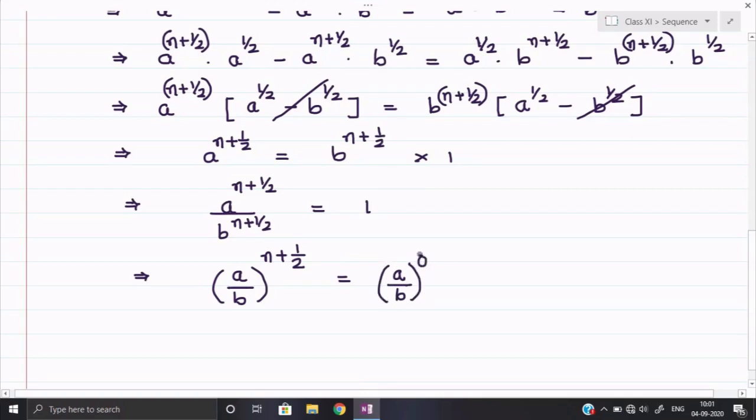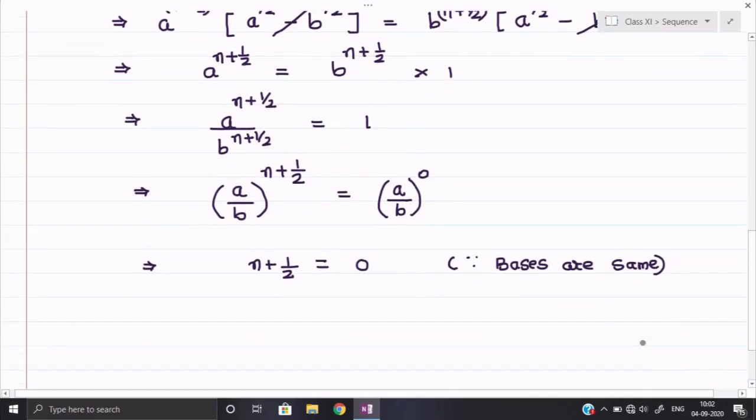0. That we can say, because we know that if any term has the power 0, then its value is always equal to 1. So from here we can say that the bases are the same. So (n+1)/2 will be equal to 0. Here the reason can be given: since bases are the same, their powers will also be the same. So (n+1)/2 is equal to 0. So the value of n will be equal to, from here we can say, minus 1/2. That would be the required answer, I suppose.